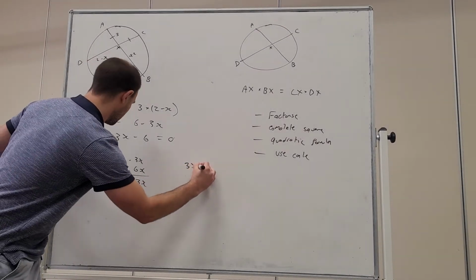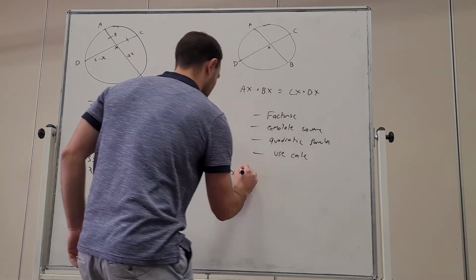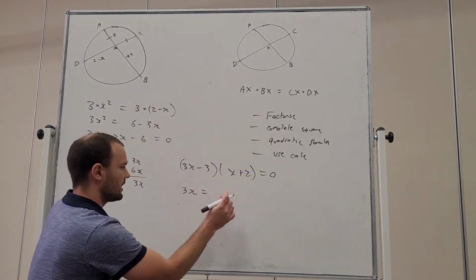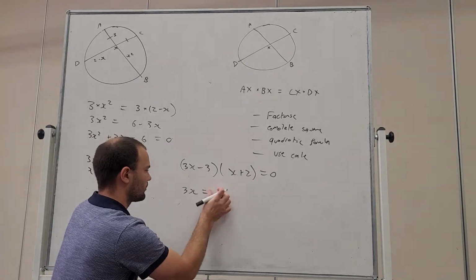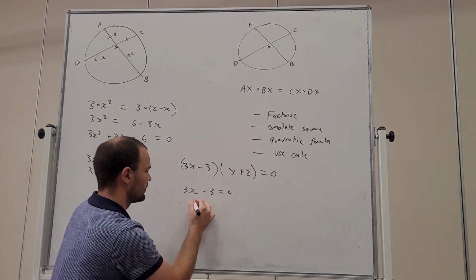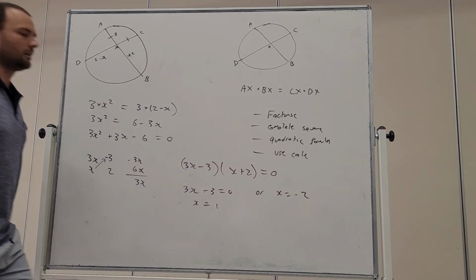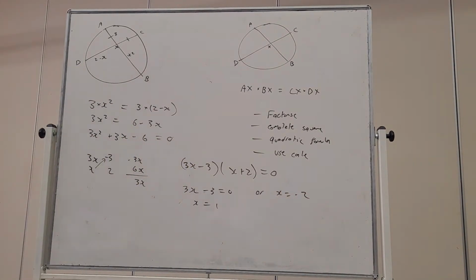So then we're going to have 3x take 3 times x plus 2 is 0. And so our solutions are 3x take 3 is 0, x is 1, or x is minus 2. Okay, one more step.